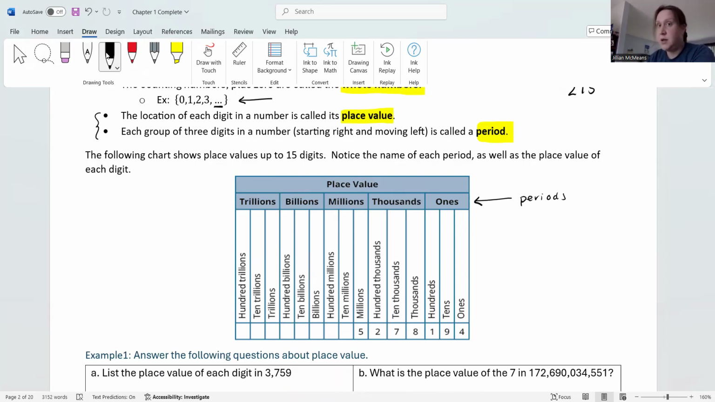And then the trillions period. And we could keep going, but luckily we're not going to be dealing with super large numbers in this class at all, so you don't have to worry about that. But the name of the period is really important when you go to write out the number in words. Okay, so don't ignore that.